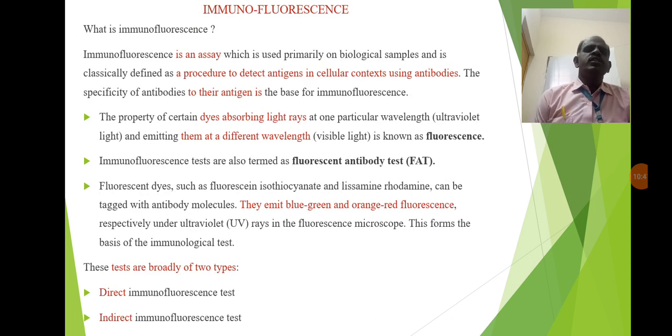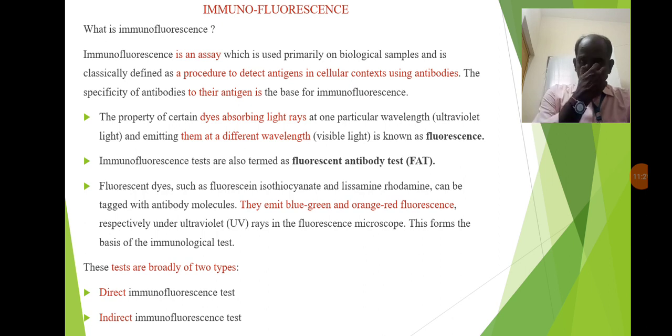And the next technique is immunofluorescence. What is immunofluorescence? To begin with, immunofluorescence is an assay which is used primarily on biological samples, and it is classically defined as a procedure to detect antigens in cellular context using antibodies. The specificity of antibodies to the antigen is the base for immunofluorescence. The property of certain dyes absorbing light rays at one particular wavelength and emitting them at a different wavelength is known as fluorescence.